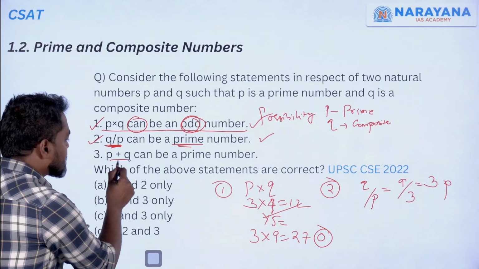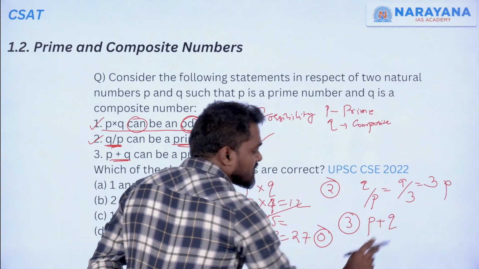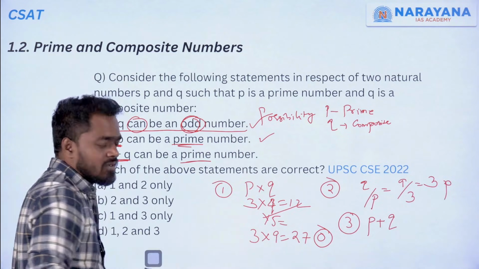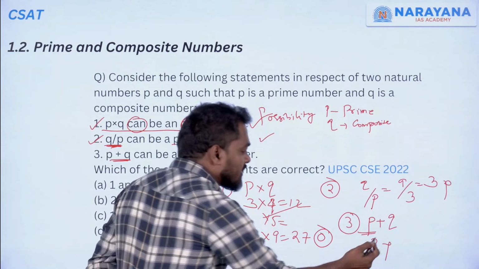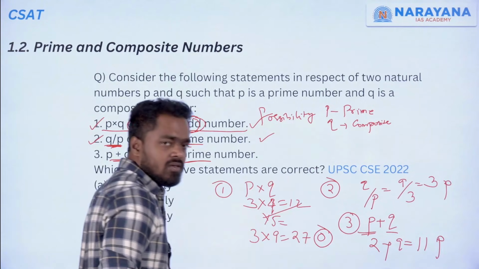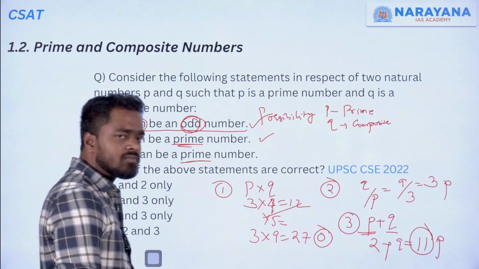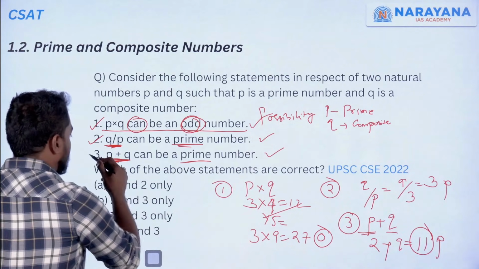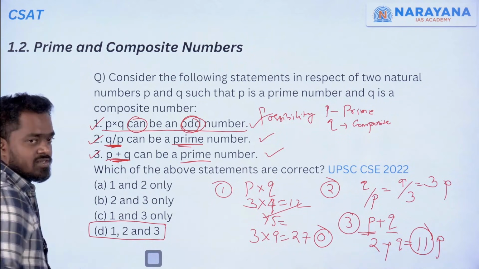Next, P plus Q can be a prime number. So the third one is P plus Q. That means you have to add one prime number with another composite number, and you should get a prime number. So for example, P is the prime number, for example 2. Take Q as 9. 2 plus 9 is 11. It is a prime number, right? 2, 3, 5, 7, 11, 13. So 11 is a prime number. So for the third statement there is also a possibility, so it is also correct. So all three statements are correct. So option D is the answer.